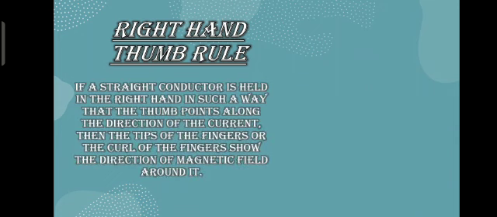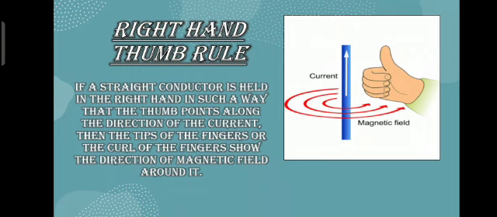Now we are going to learn about the right hand thumb rule. If a straight conductor is held in the right hand in such a way that the thumb points along the direction of the current, then the curl of the fingers shows the direction of the magnetic field around it. In this diagram you can clearly see that the thumb points outward, which is the direction of current, and if you curl your fingers you get the direction of the magnetic field.